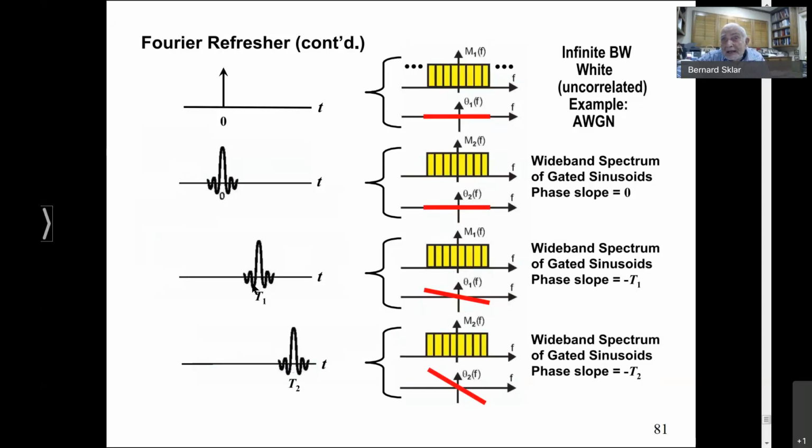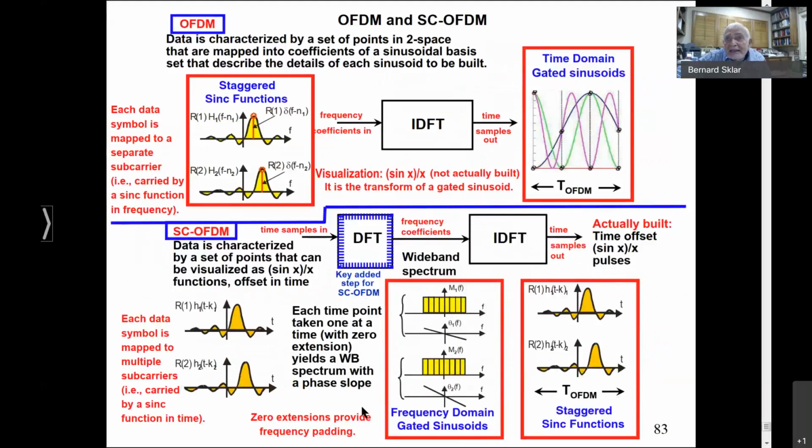That's why when I do this with these staggered basis functions with the single carrier OFDM, I get this staggering. Because when I get this wideband going through the DFT step of the single carrier, and I get a different phase slope, call it minus T2, then I get a delay by T2, a different staggered function. And in the end, that's the big difference.